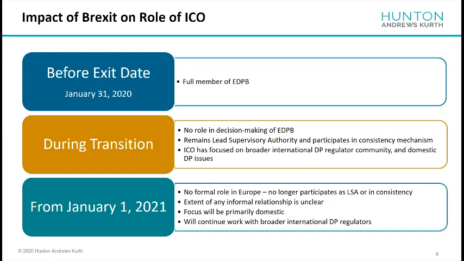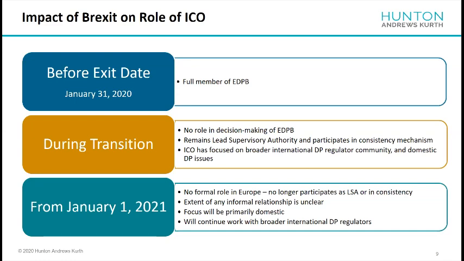So in summary, during transition, the UK has not been able to participate in decision-making and governance of the bodies, offices and agencies of the EU. So that includes the EDPB. But through an exception, the UK is allowed to attend meetings of agencies in certain circumstances. The result of all of this has meant that during transition, while the ICO is no longer a member of the EDPB, it has been able to remain a lead supervisory authority, and it still plays a part in the consistency mechanism. However, all of that will change in January when the ICO will no longer have any formal role in Europe.